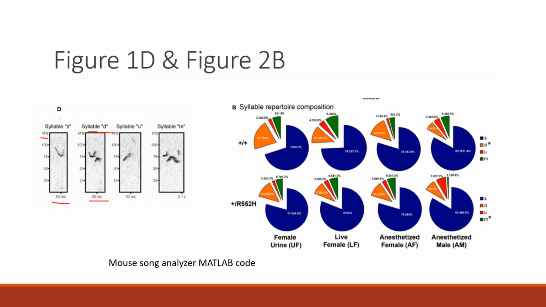And here on the x-axis, or the horizontal component, you can see the different environments that the researchers put the male mice into. This was done with the heterozygous mutant mice, and the 4 environments are listed below: female with urine, a live female, an anesthetized female, and an anesthetized male. And here we can see the syllable repertoire composition, where it seems that the S syllable dominates all across the board for the foxp2 syllable expression.